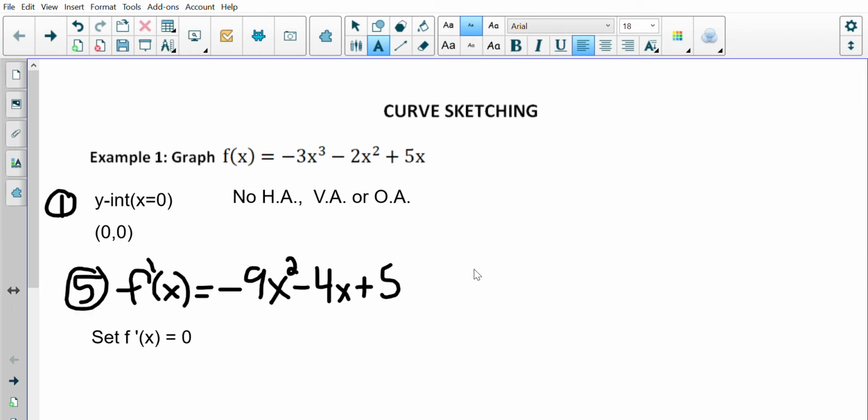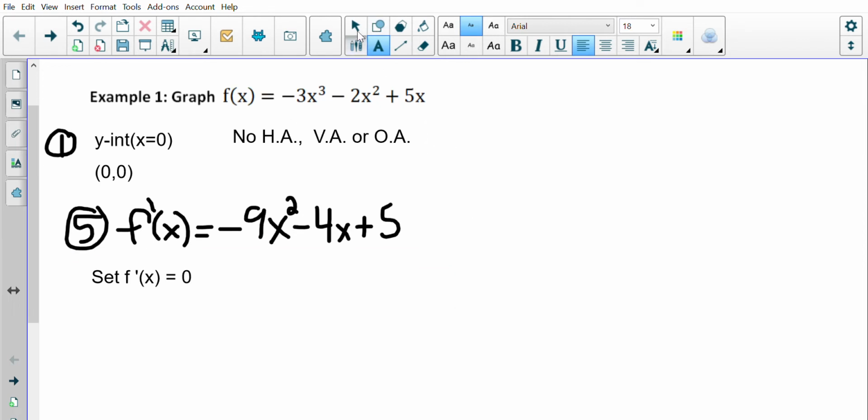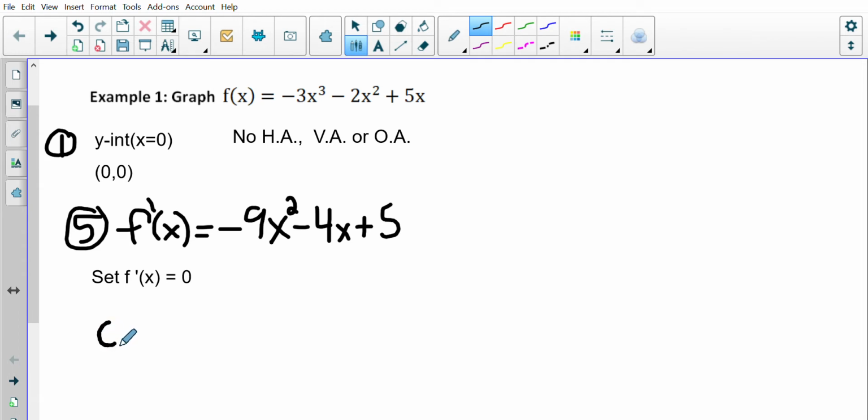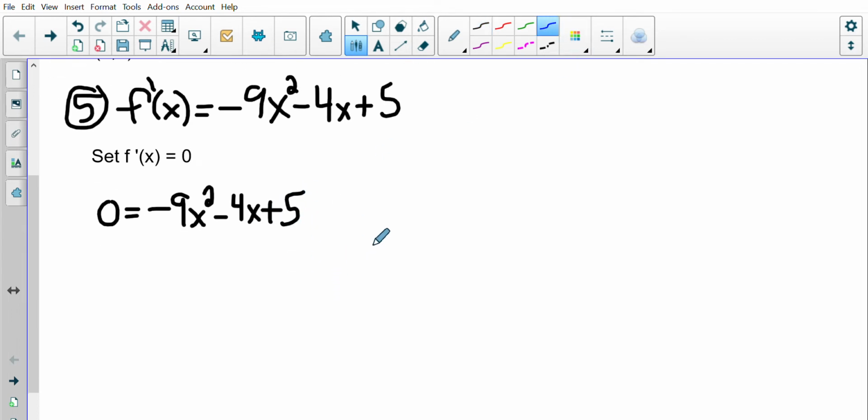And what we're going to have to do here is solve a quadratic function. So we got 0 is equal to negative 9x squared minus 4x plus 5. All right, so again, it is a quadratic equation. I got a 0 on one side, so I'm going to try to solve it using factoring. Hopefully I don't have to use the quadratic formula here.